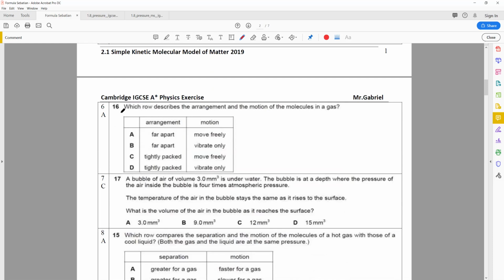Then looking at this next question here, which row describes the arrangement and the motion of the molecules of gas? In gas, arrangement is obviously going to be far apart and motion is obviously free to move about. Vibrate is only for solid particles, so the answer can be no other than A here.